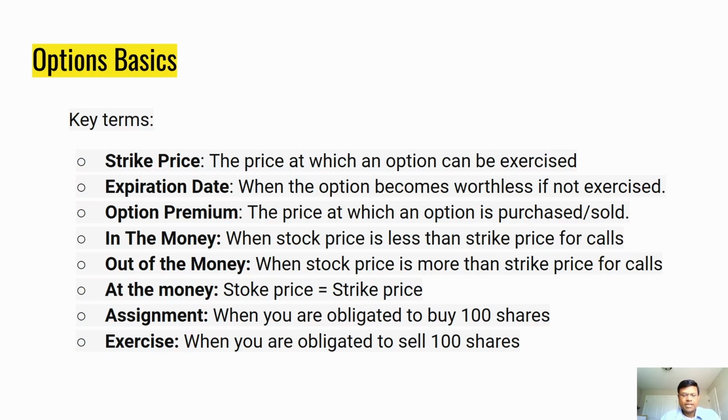So what's the strike price? When you exercise an option, or when you buy or sell an option, you enter into a financial contract, and that contract is at a particular price. That price is the strike price, and you are bound to either buy or sell the shares at that strike price, which is the contractual price. Expiration date is the date on which the contract is set to expire.